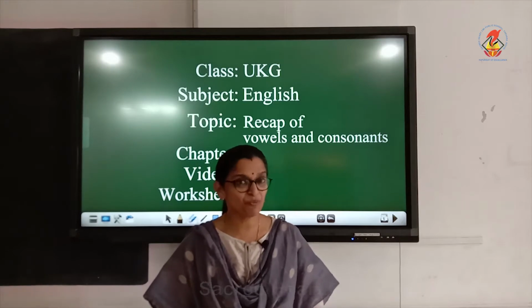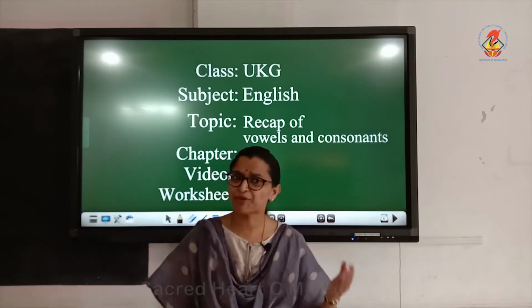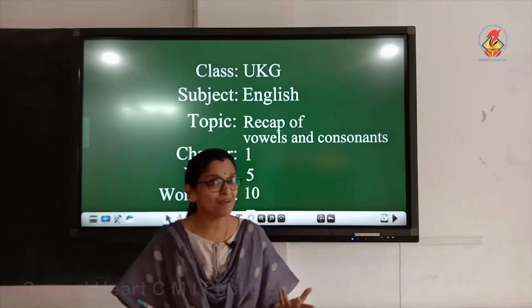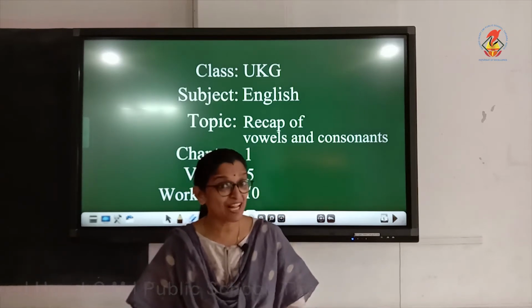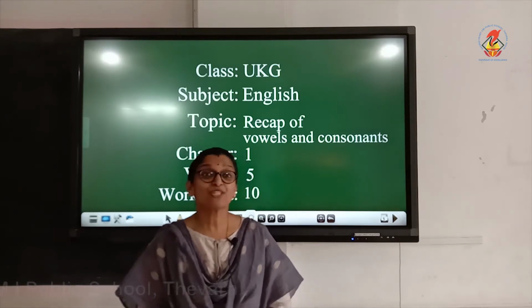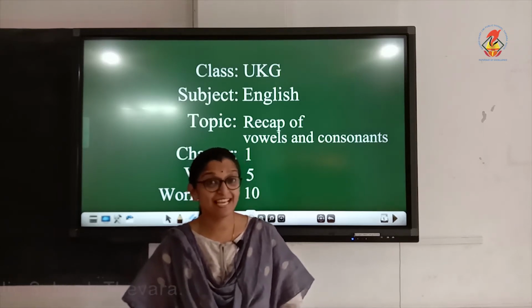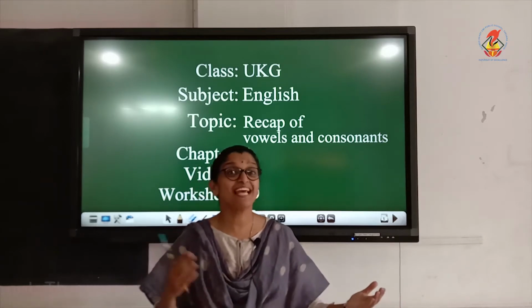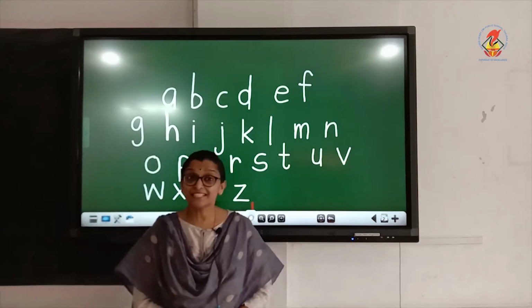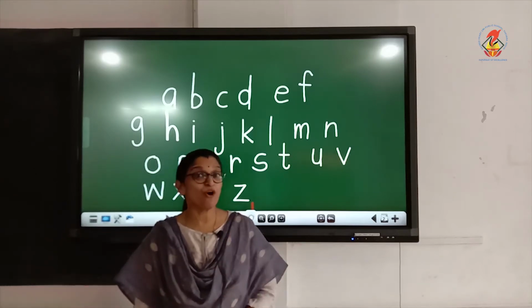Children, let's revise what we learned in the previous classes. Can you tell me how many letters were there in the alphabet class? Correct. There were 26 letters. Letter A to letter Z. Right? Okay. The teacher made two groups of letters.